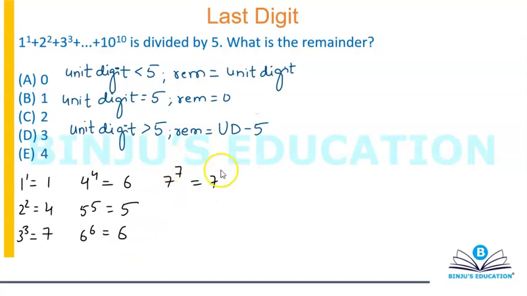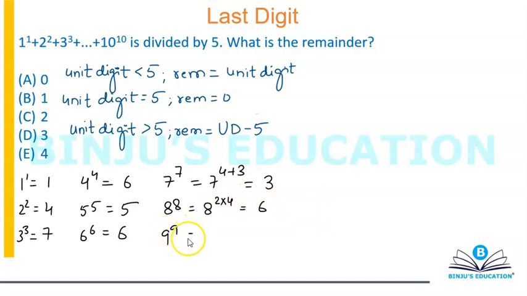7 to the power 7 is as good as 7 to the power 4 plus 3. One complete cycle, second cycle up till third position. So that's 343. Unit digit is 3. 8 to the power 8. That means 2 complete cycles. So you're going to end up with 6.